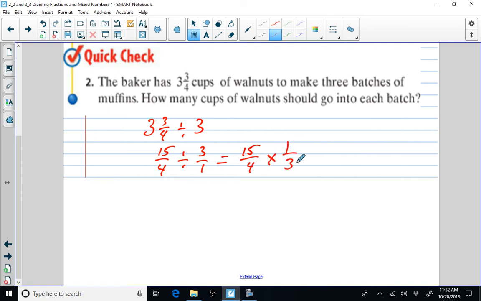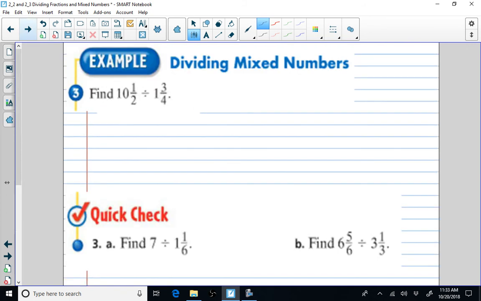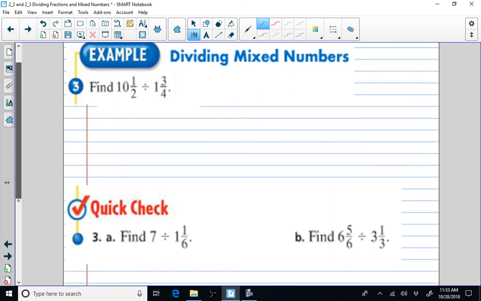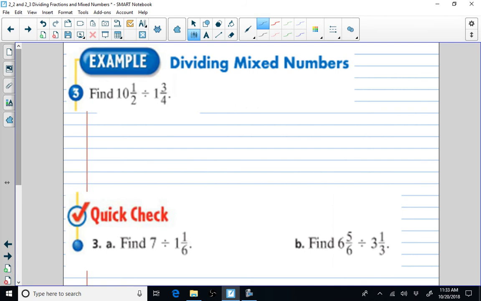1 over 3. I divide out if I can, and I can divide out 3 and 15. That becomes 1 and 5. And then we multiply numerator times numerator, denominator times denominator. Right, and I get 5/4 or 1 and 1/4. Okay, either one of those answers is going to work there. Okay, we continue. Right, we want to try maybe these on your own, and then we'll go through them. Okay, but I'll start.